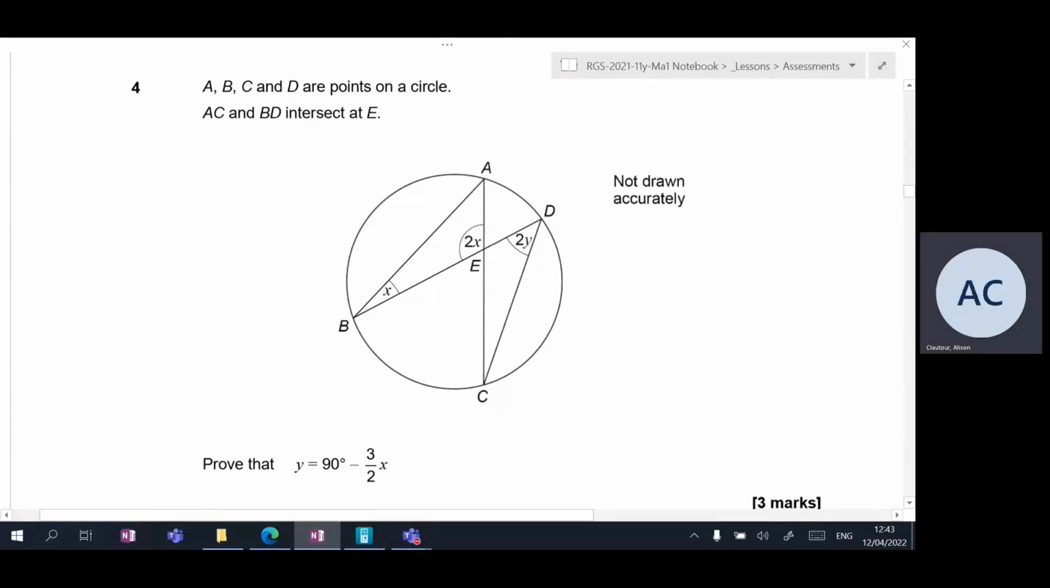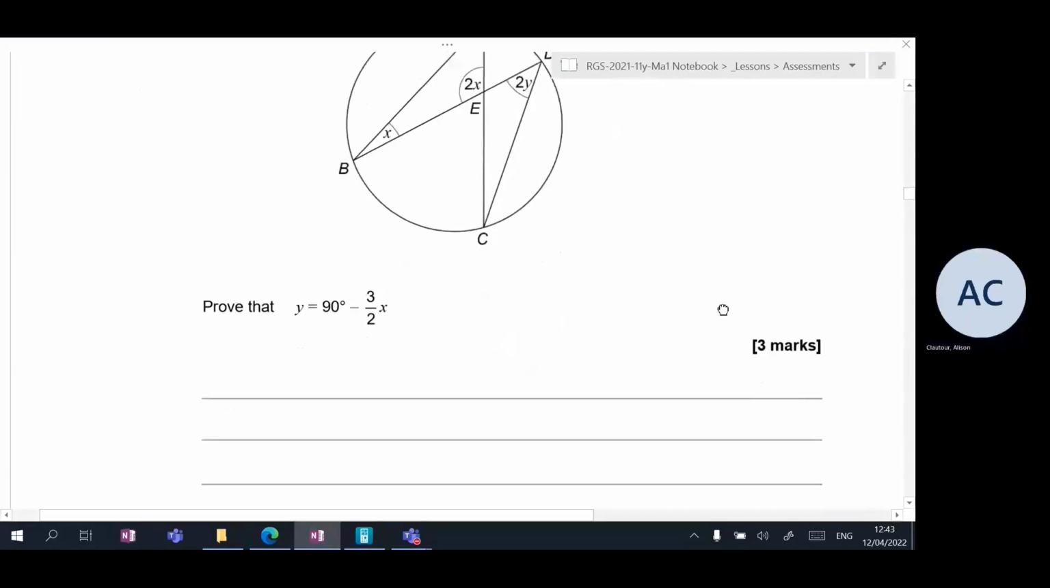Right, another circle theorems question. So what have we got? A and C and B and D intersect at the point E. It gives you these values, and we've got to prove that y equals 90 minus 3 over 2x. Okay, so with a question like this, just think about your circle theorems and work out any angle that you can work out to see how they're linked, essentially.